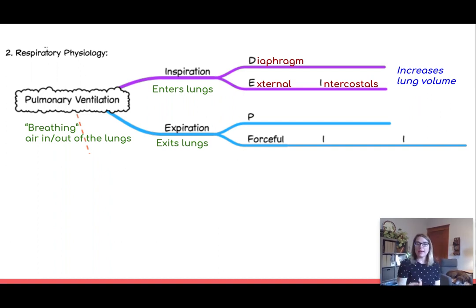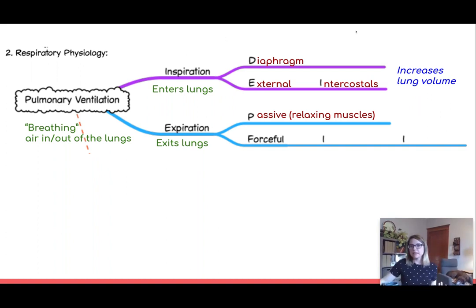Expiration is when air exits your lungs, or you exhale. That might be another good thing to write down right here under expiration. When the air exits the lungs, we call that an exhale. Now, you can exhale passively. You probably are doing that right now, unless you're actually consciously thinking about breathing in and out. But all that is relaxing the two muscles we mentioned above.